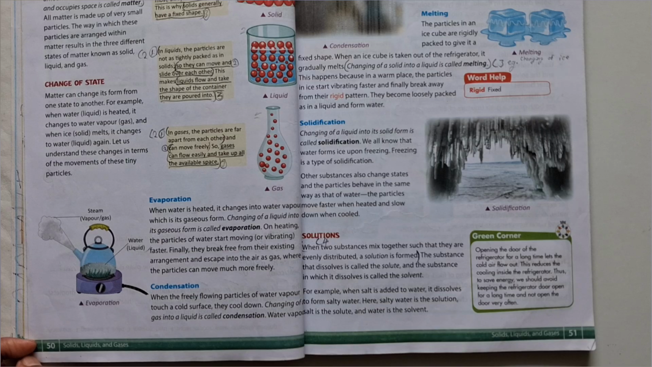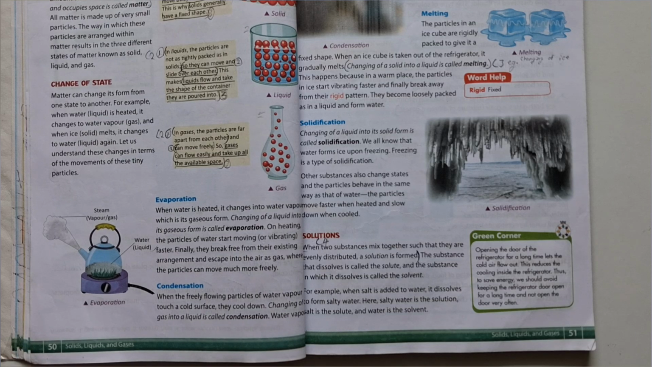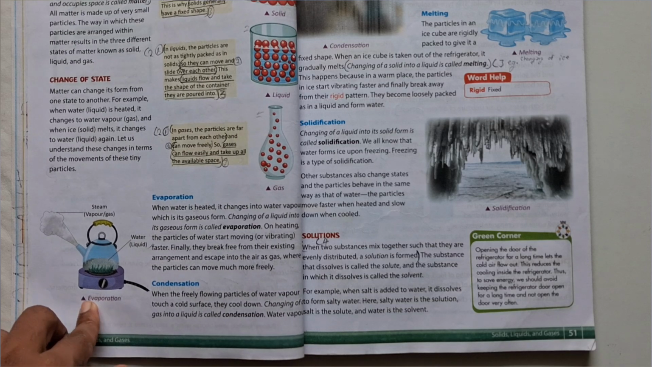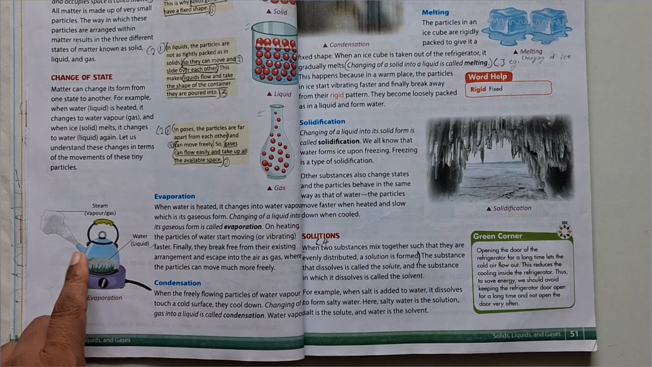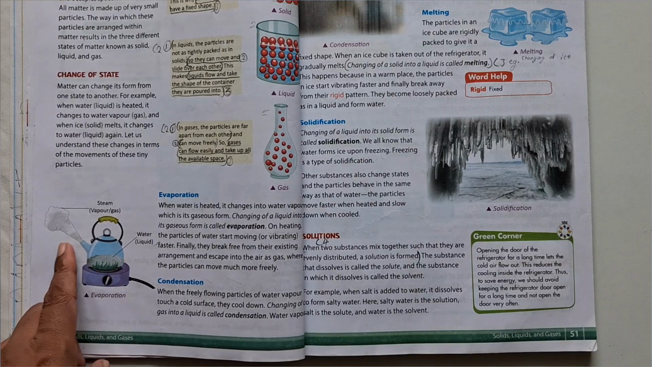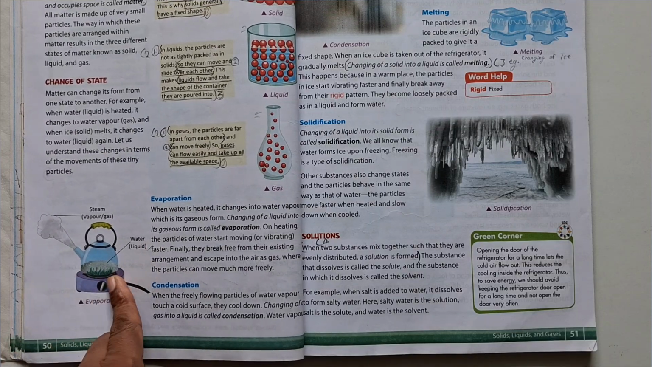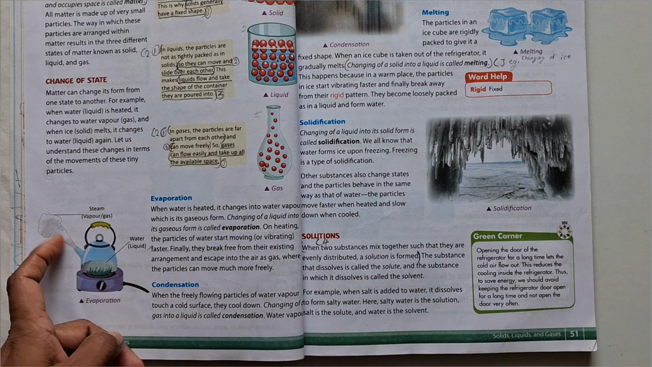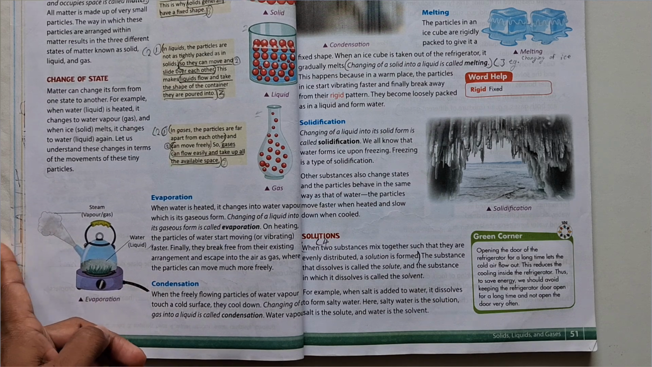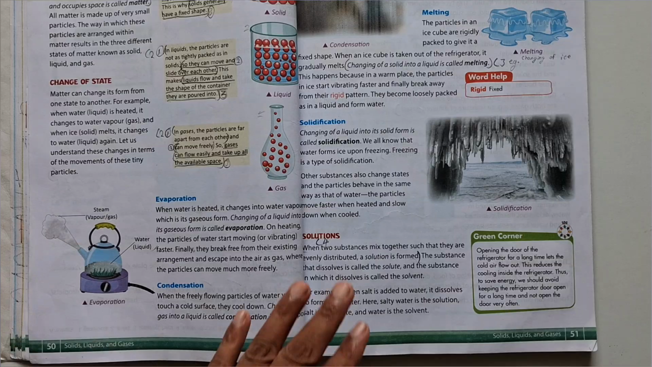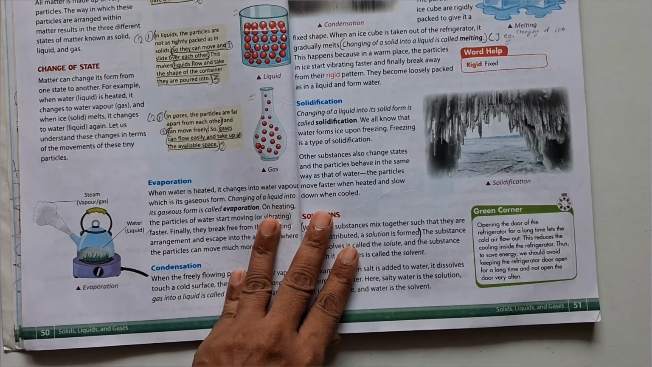On heating, the particles of water start moving or vibrating faster. Finally, they break free from their existing arrangement and escape into the air as a gas, where the particles can move much more freely. See this evaporation picture. Here a pot has boiling liquid water inside, and here is steam outside, vapor or a gas. Then we learn about condensation.